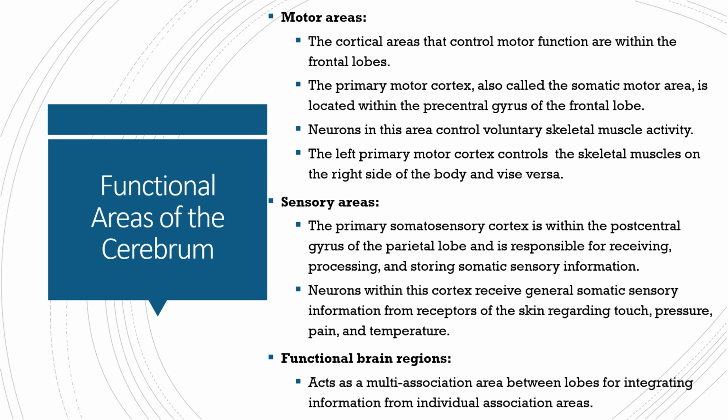Certain cortical areas act as integration hubs, mediating communication between various association areas across different lobes. These regions facilitate the synthesis and processing of complex information from diverse sources. Beyond motor and sensory functions, the cerebral cortex supports higher cognitive processes such as language, memory, and problem solving.